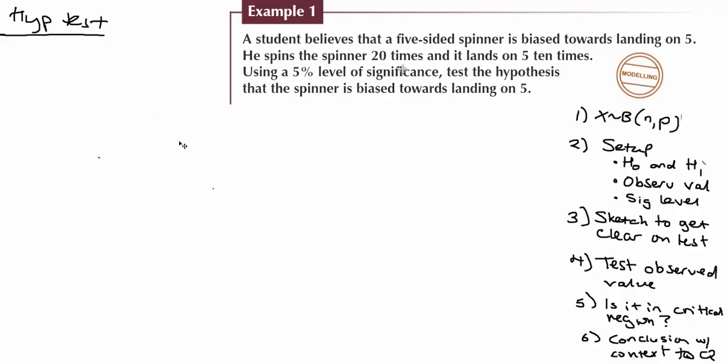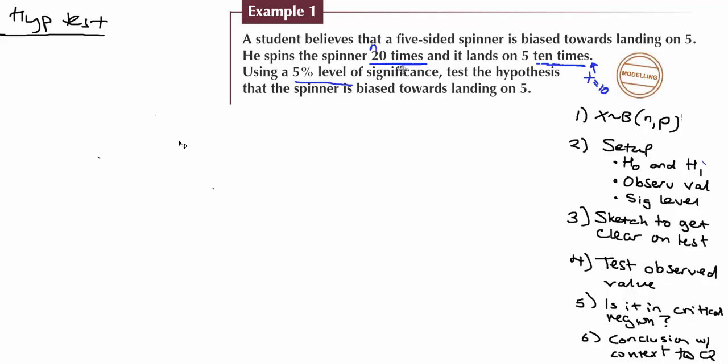A student believes that a 5-sided spinner is biased towards landing on 5. The student spins the spinner 20 times. That's going to be our number of trials, our n. And it lands on 5 10 times. That's our observed value. Out of the 20 times, we've got 10. And we're going to test, is that too crazy? Your observed value, which we usually call x equals 10, is 10. Use a 5% significance level to test the hypothesis that the spinner is biased towards landing 5.